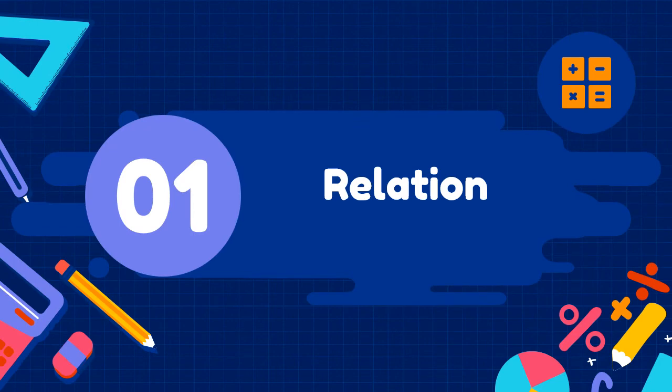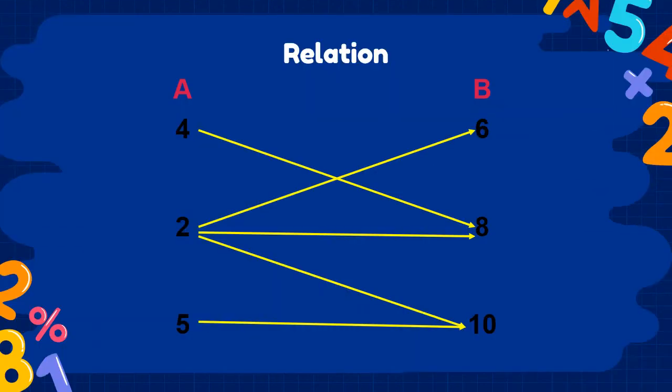So first, let's have the relation. Set A is equal to 2, 4, 5, and set B is equal to 6, 8, and 10. Consider the relation "is a factor of." This relation connects the elements in set A to the elements in set B, since 2 is a factor of 6, 4 is a factor of 8, and 5 is a factor of 10.